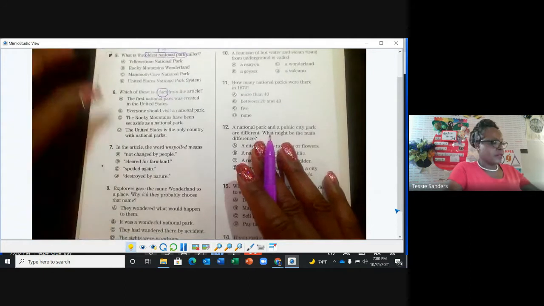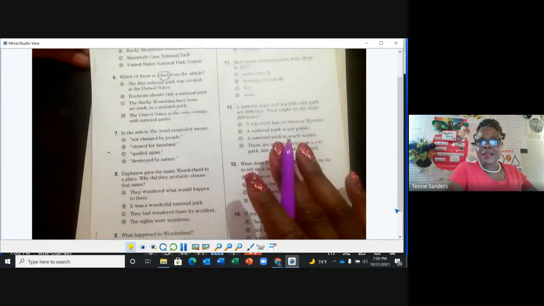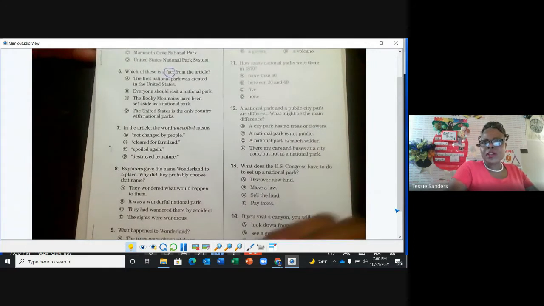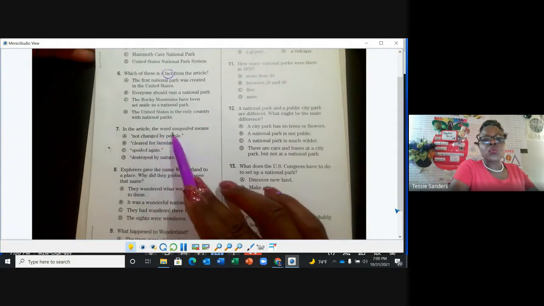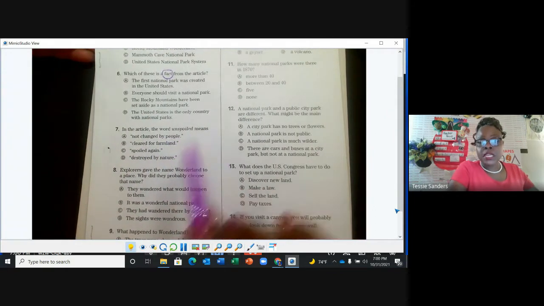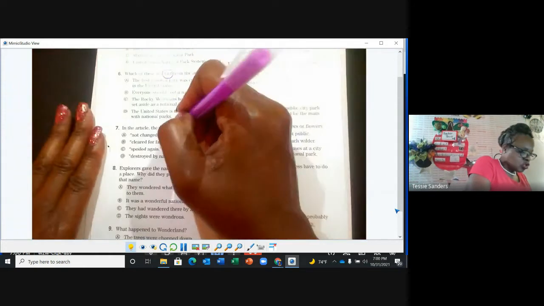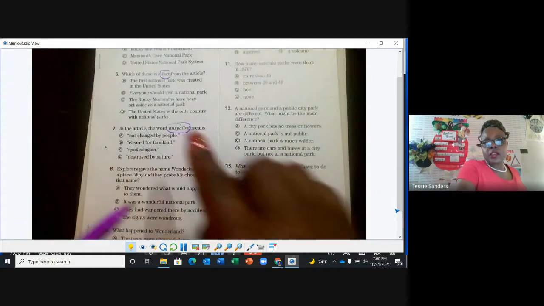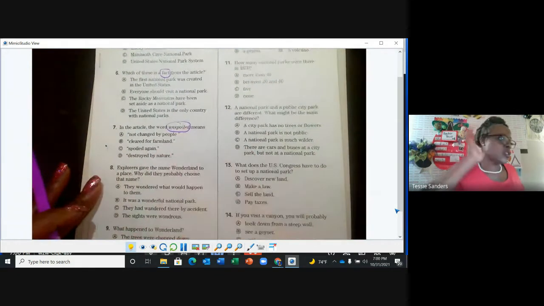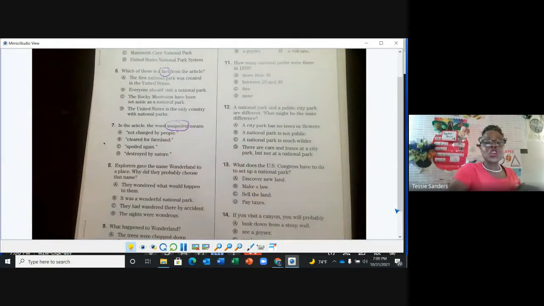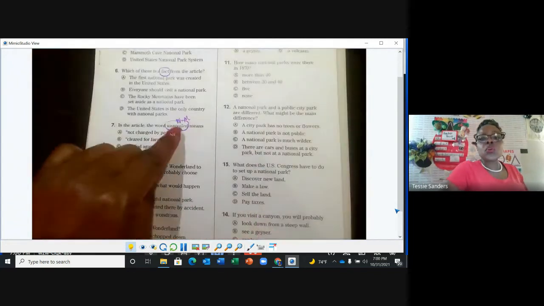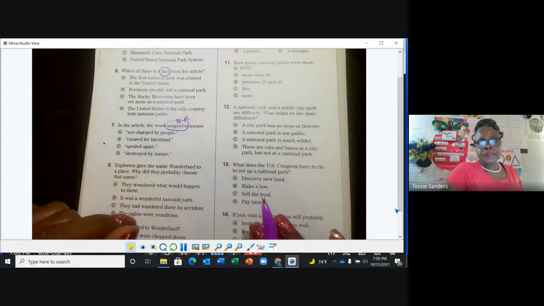Number 7. See, we're picking up that pace because we are on lesson 3. So you are really savvy now with the strategies. In the article, the word unspoiled means. Now, you are circling unspoiled. What are we going to write here? What abbreviation? Good. W, capital W-M. It's a word meaning question or phrase.